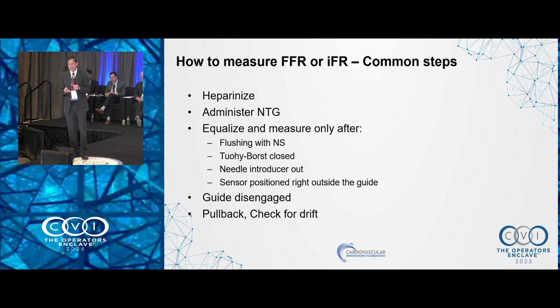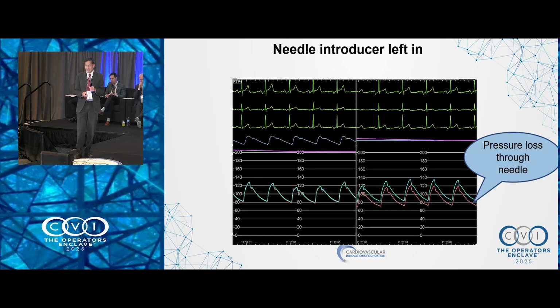The common steps are to heparinize, administer nitroglycerin, equalize the wire, measure only after you, of course, have flushed it, closed the Tuohy-Borst, and taken out the needle introducer with the guide disengaged ideally, and then you do a pullback and check for wire drift. This is what happens if you leave the needle introducer in. Obviously, the aortic pressure should never be below the distal pressure, so this is obviously wrong.